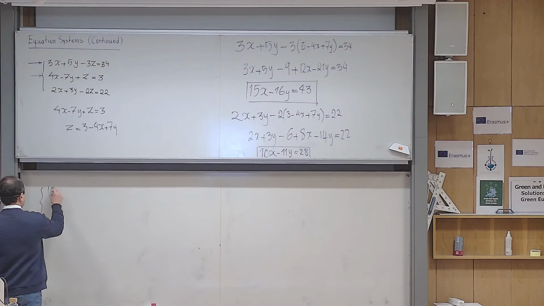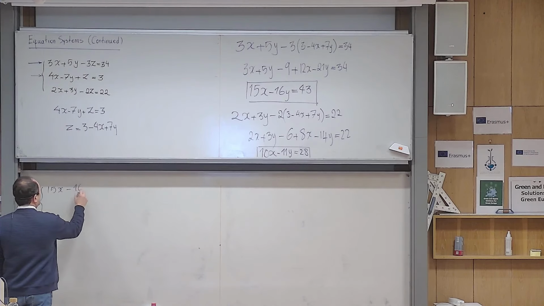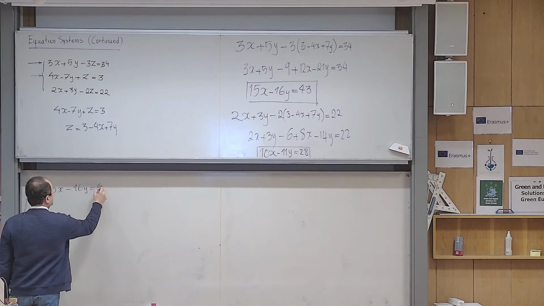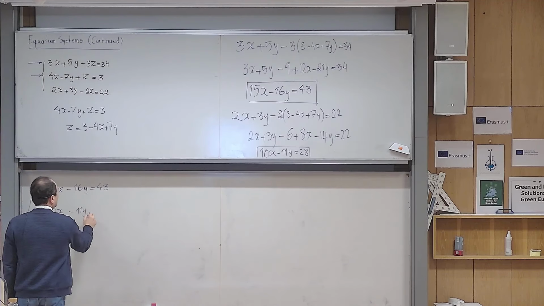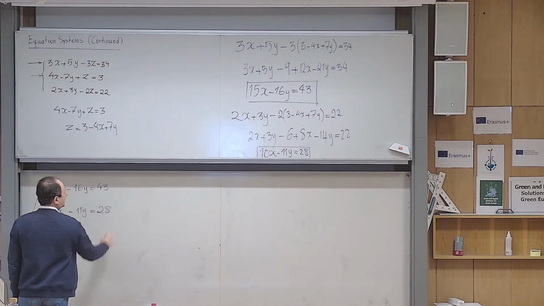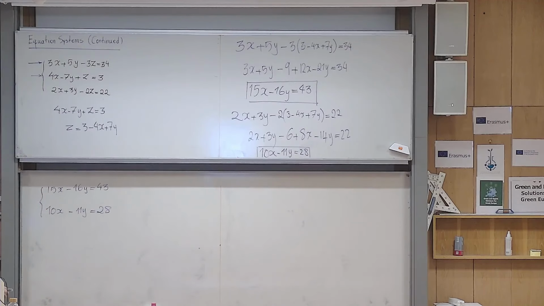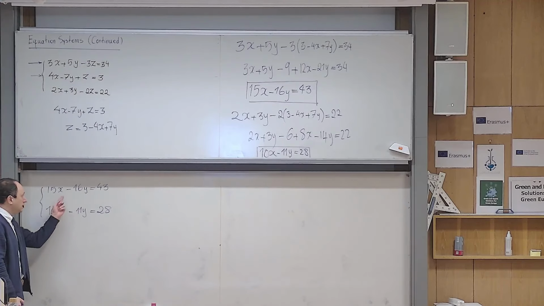So it is 15x minus 16y is equal to what? 43. And then I have 10x minus 11y equals to what? 20. So it means that you can momentarily forget about your original problem. Your problem is this. And if you have practiced about this problem before, your problem is solved. You can find x and y.